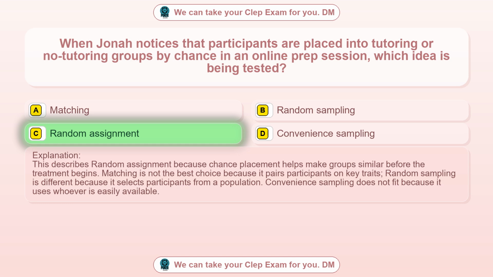This describes random assignment because chance placement helps make groups similar before the treatment begins. Matching is not the best choice because it pairs participants on key traits. Random sampling is different because it selects participants from a population. Convenience sampling does not fit because it uses whoever is easily available.